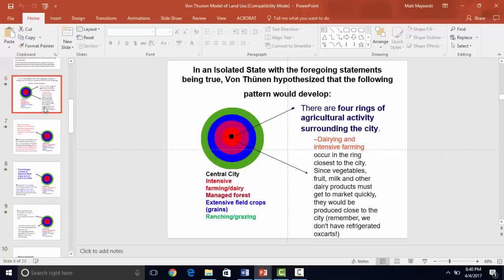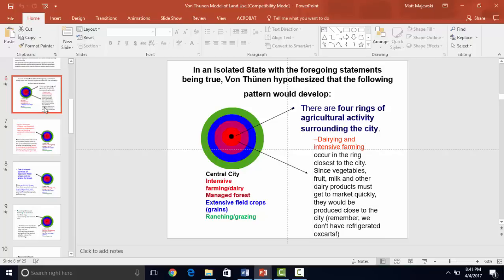Immediately surrounding that city center is going to be a ring of dairy and intensive farming. First, you're going to have commercial gardening and fruit farming because their goods are so perishable. They're very intensive uses of the land. They need to get those high-value, highly perishable products to market before they perish. Then it's going to be dairies as well in that same ring. For the same reason, they're producing milk and other dairy products. They need to get to the market quickly, and the cost of transportation for these goods is going to be high.